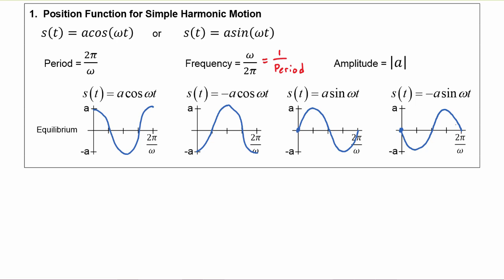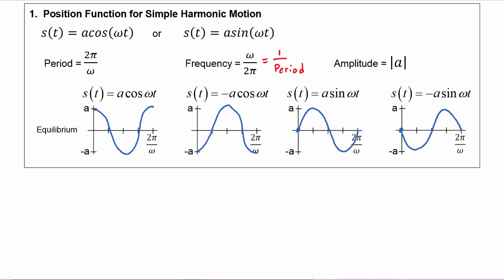So the position function for simple harmonic motion only comes in 4 flavors. It's either a positive cosine wave, a negative cosine wave, a positive sine, or a negative sine. Those are the only 4 types of models that we'll use for simple harmonic motion.